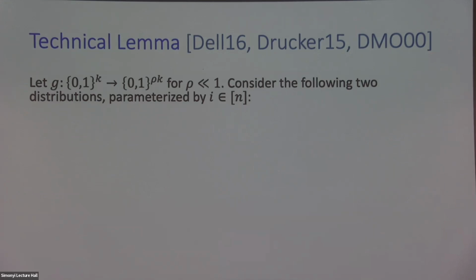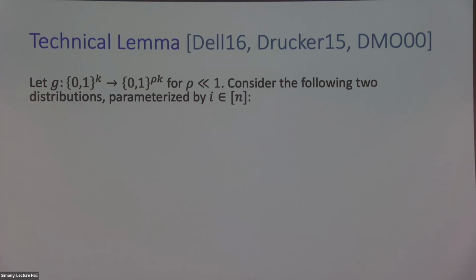It's a very clean statement. The proof is very easy, but I think it's a nice statement. It follows from Pinsker's inequality. But let me first say the statement and then talk about the proof. Suppose you have a function g that's compressing. It takes k input bits and outputs much less than k output bits.